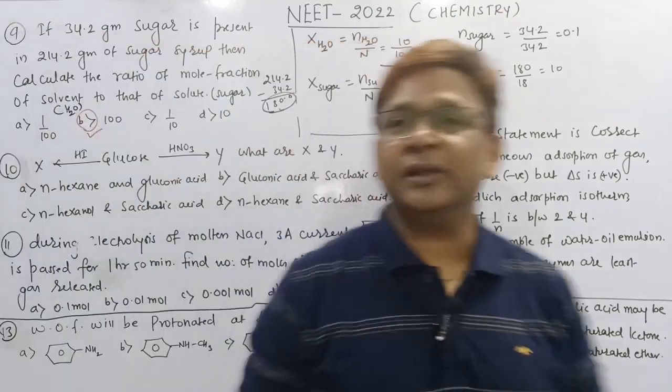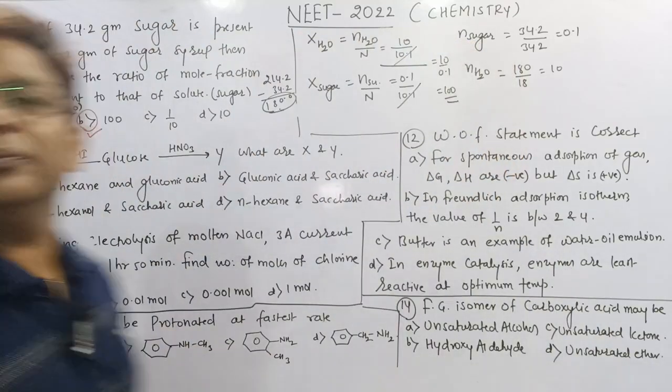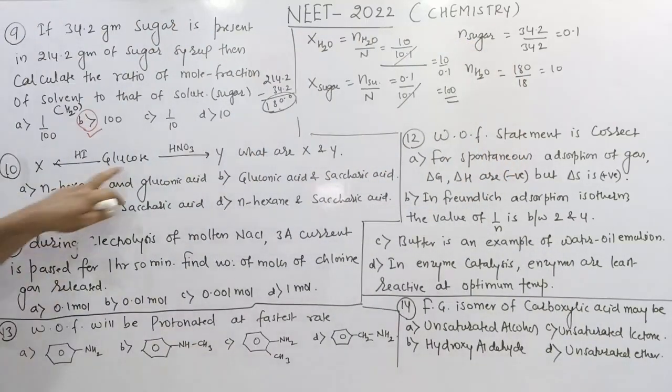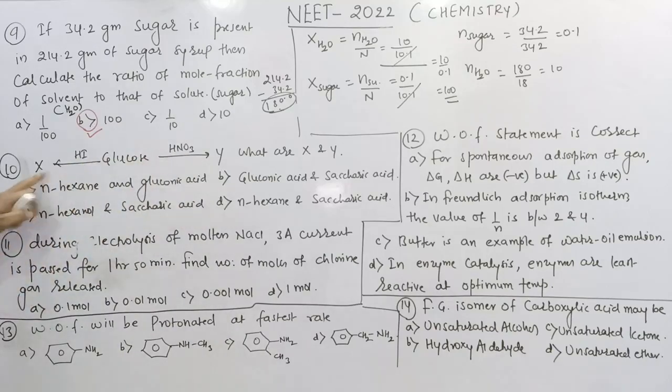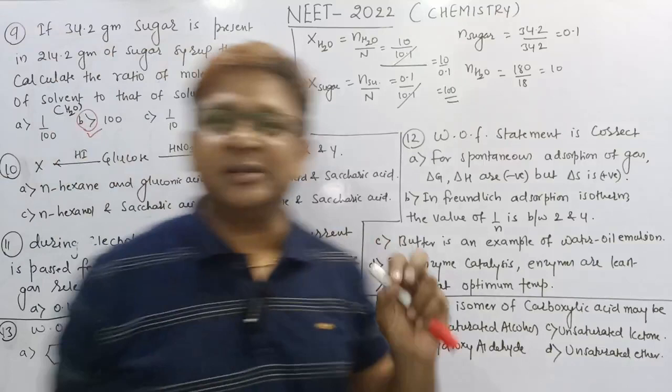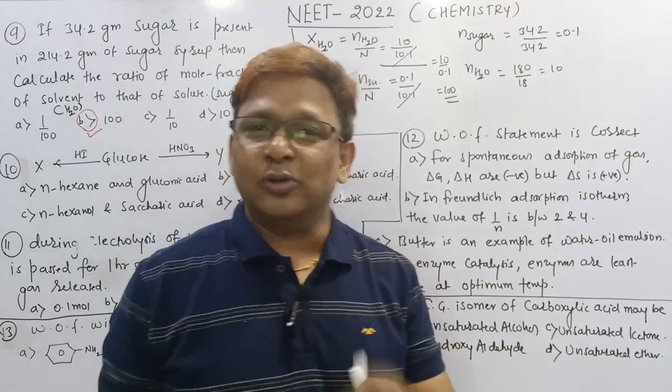Now we'll see question number 10. This question belongs to biomolecules, where glucose on reacting with HNO3 gives Y and with HI gives rise to X. So what are X and Y? It is a direct question coming from NCERT.